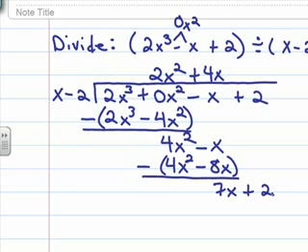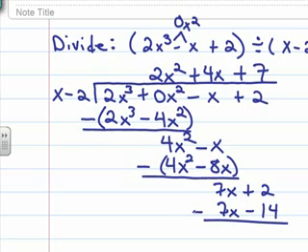Bring down the 2. Alright, so we're going to repeat this process one more time and say what times x would give me 7x? That's going to be 7. So we write plus 7 at the top, and then we're going to multiply again. So 7 times x is 7x. 7 times negative 2 is negative 14. And again, we will subtract.